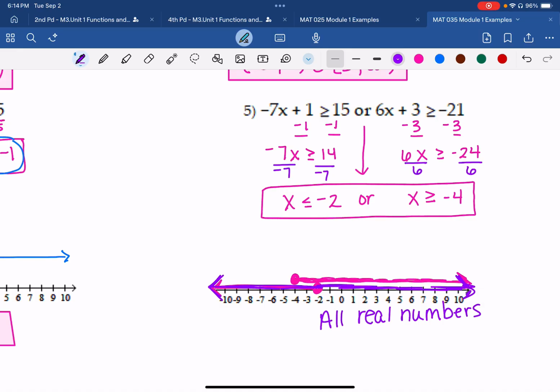And so sometimes you can get all real numbers, just like sometimes you can get no numbers and no solution. And to write that as an interval, it's just shaded from -infinity all the way to positive infinity. So -infinity to positive infinity would be our interval.